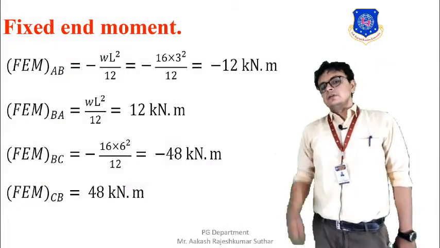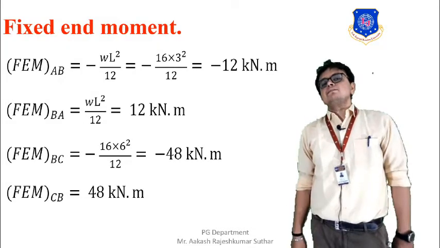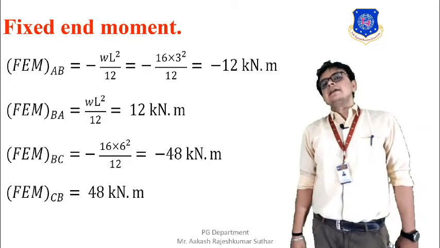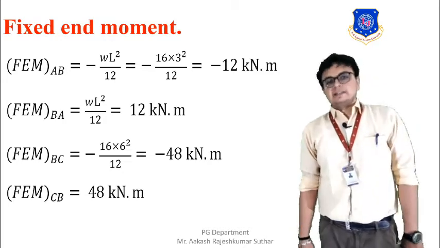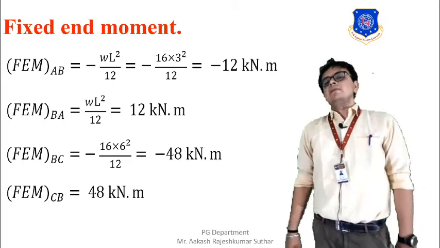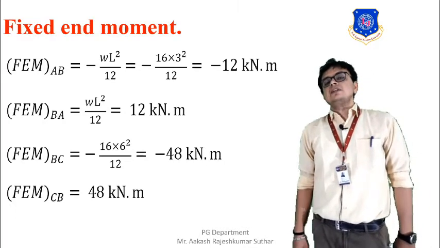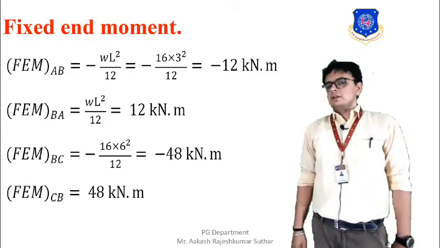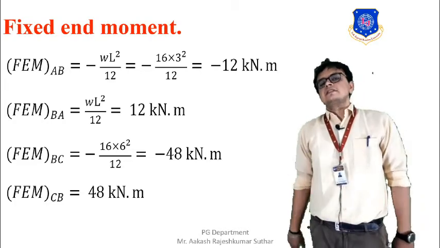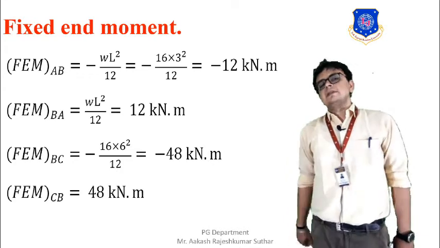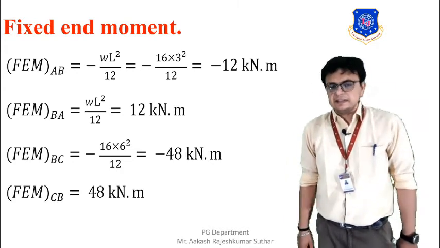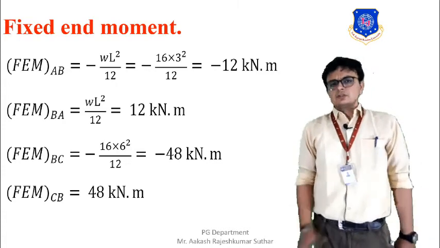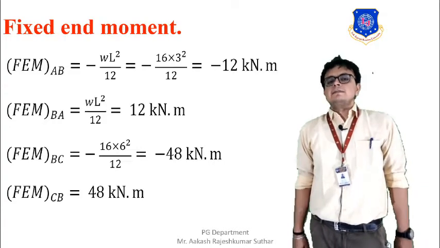So the fixed end moment for BC will be minus WL square by 12. So that will be equal to minus 16 into 6 square by 12. By this we are getting the fixed end moment at BC as minus 48 kilonewton meter. Similarly for CB also, everything will be the same, but only the sign will be changing, and here we will be having the positive sign. So ultimately we will be getting the fixed end moment as 48 kilonewton meter. So this is how we will find the fixed end moment.